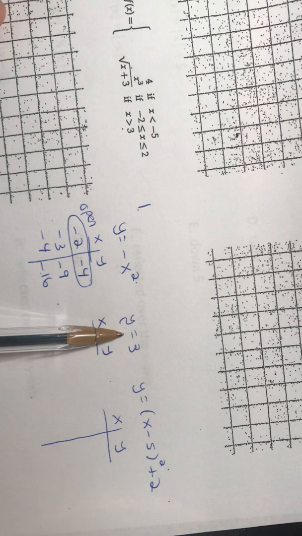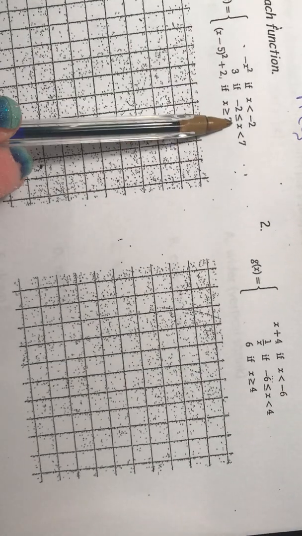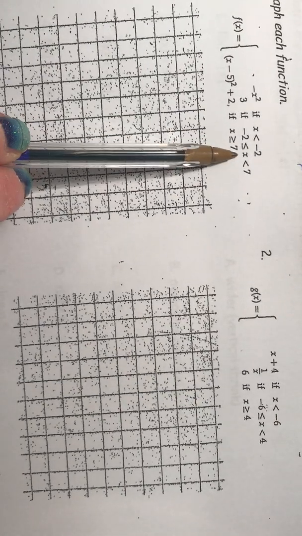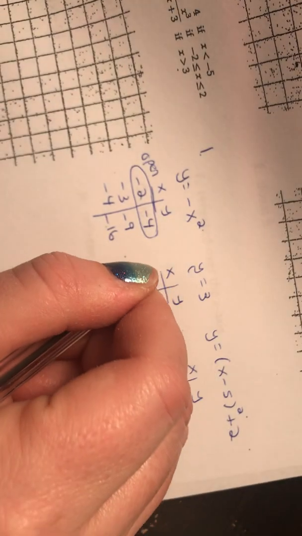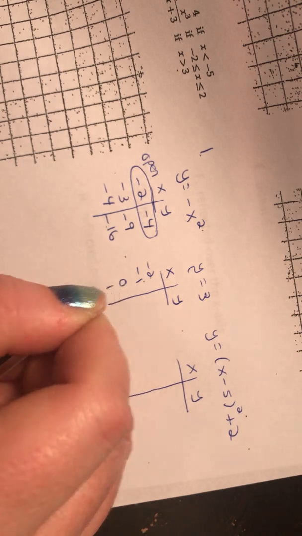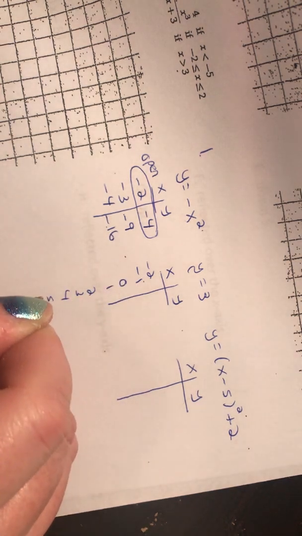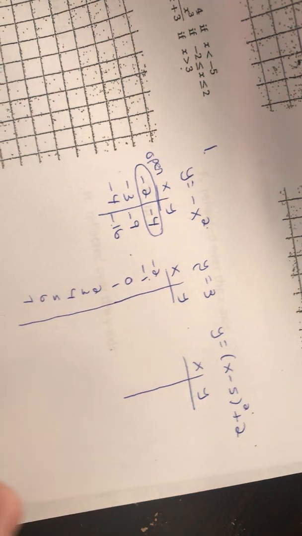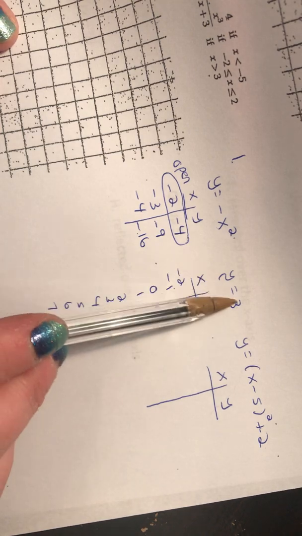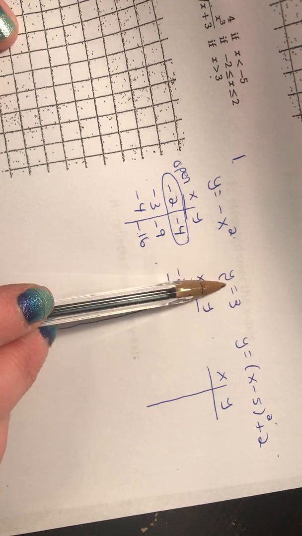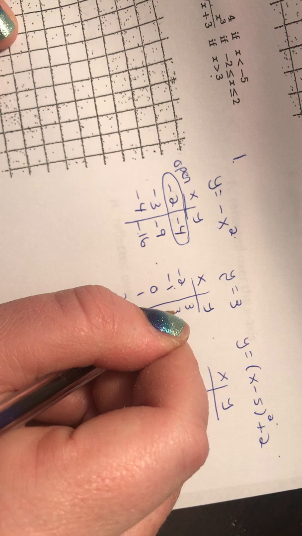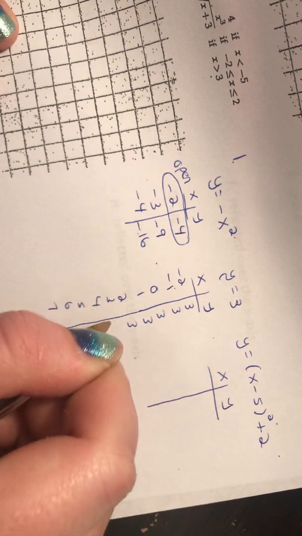Then I go to the second equation, y equals 3, and I notice the numbers of importance are when x is between negative 2 and 7. So I want to label all the way from negative 2 all the way down to 7. And there is no x to plug into here. It just says y equals 3. So y equals 3 all the way down.